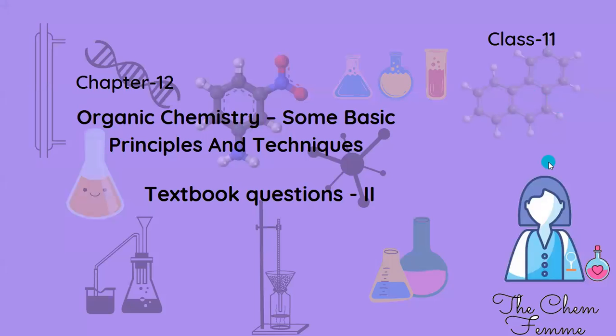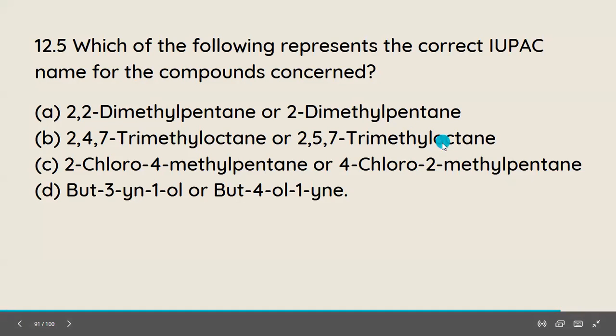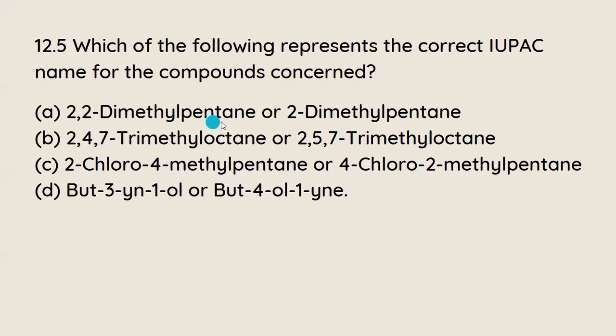We are continuing with the textbook questions. Which of the following represents the correct IUPAC name for the compounds concerned? So we need to figure out which of these IUPAC names are right and which one is wrong. The first one is 2,2-dimethyl pentane and 2-dimethyl pentane.